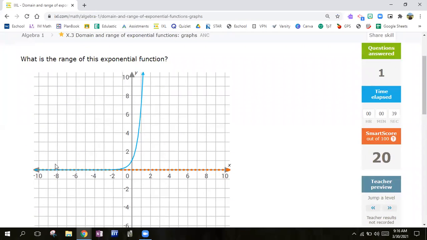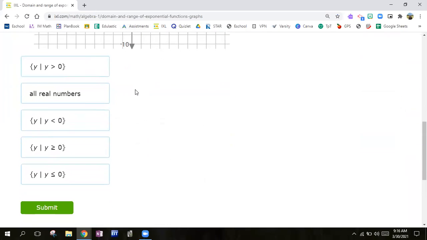Range, same thing, but this one doesn't go on and on forever in both directions. What's the lowest bottom point for the range? 0, and then it goes up. So it's any number that is 0 up, Y is greater than 0.